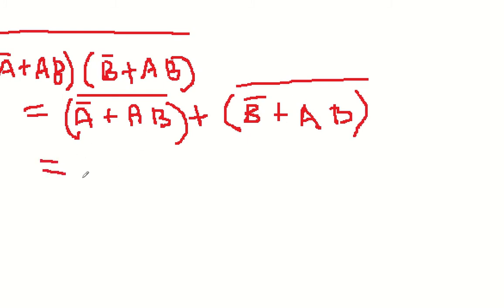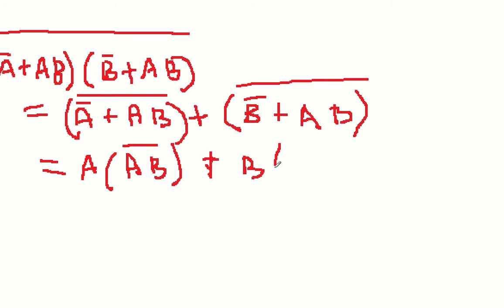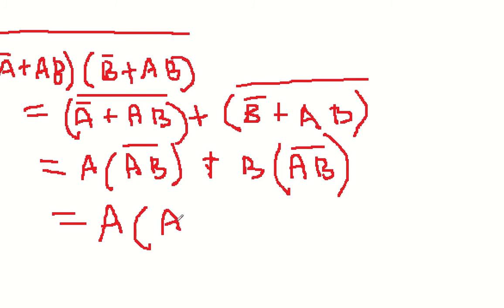So if you apply De Morgan's here, you will have A into AB whole bar, plus you will have B double bar, only because of B double bar, B into AB whole bar. So now what can you write? You can write De Morgan here again. So A into A bar plus B bar. I hope you are understanding.